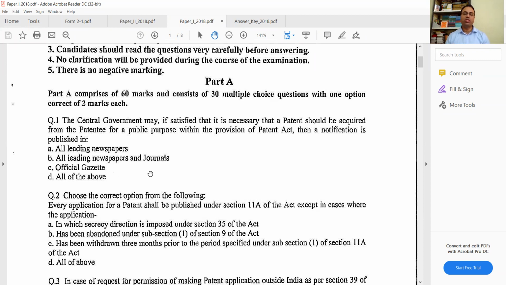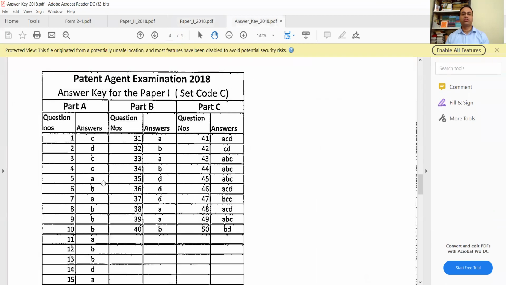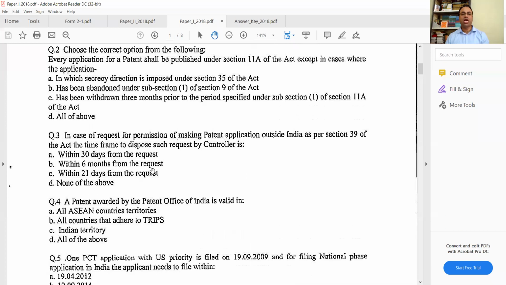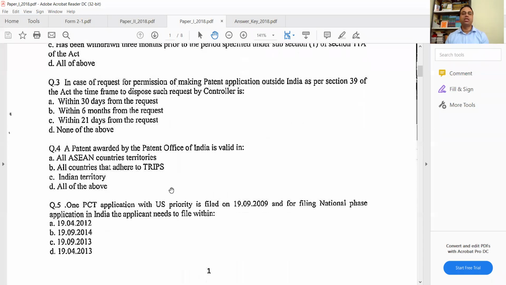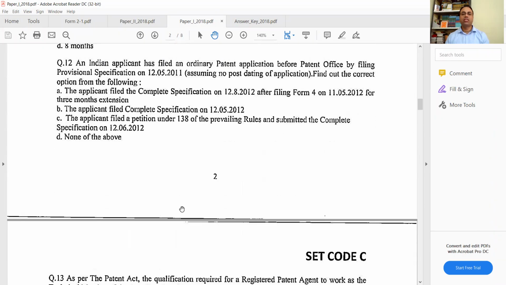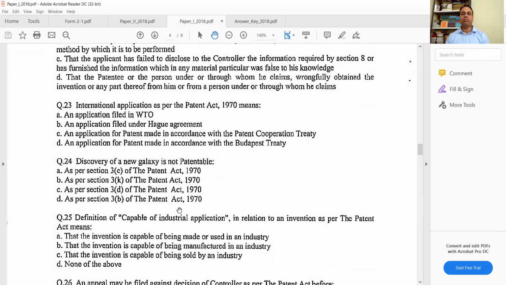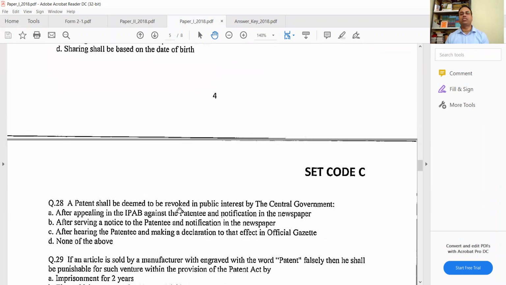Other people, how do they do it? I will mark all these answers here by looking at the answer key. So I know that I have marked all the answers correct. And then what I do, now I go to sections and then read the sections and the rules and the forms and fees, and then try to understand why these are the correct answers. So this is my strategy. And then I also try to read this question and these answers many times.